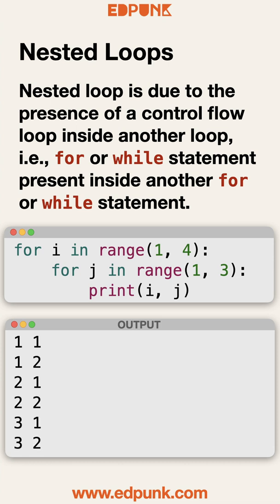As you can observe, for each value of i, j undergoes complete iteration. When i is assigned the value 1, the inner loop undergoes 2 iterations, where j is assigned value 1 and 2. Hence, the output is 1 1 followed by 1 2. Similarly, for i equal to 2, the output is 2 1 and 2 2, as j again undergoes 2 iterations. And finally, for i equal to 3, the output 3 1 and 3 2 is produced.